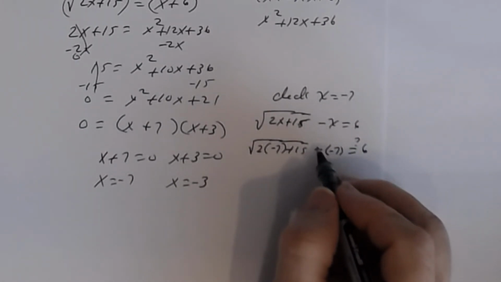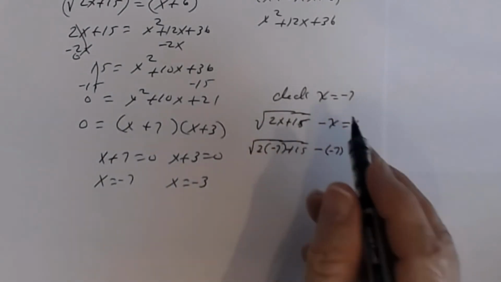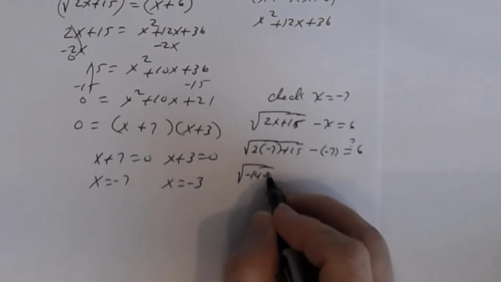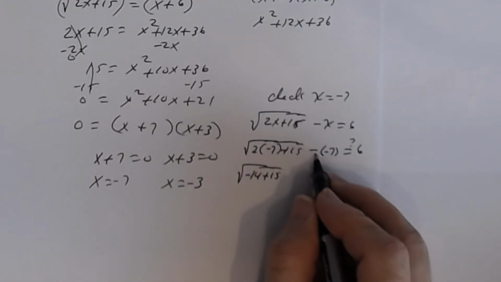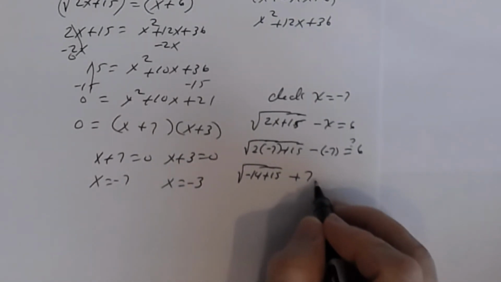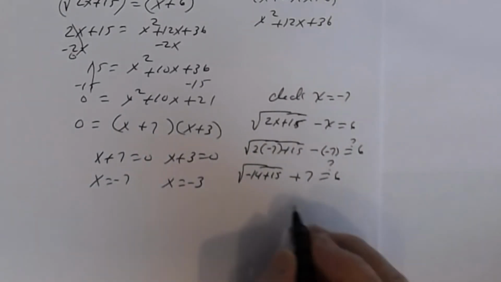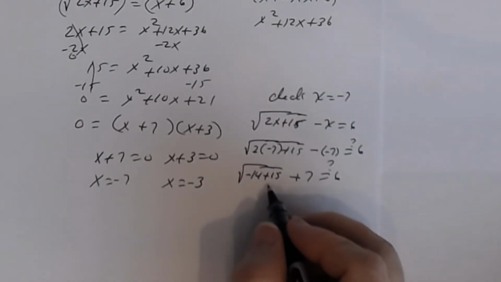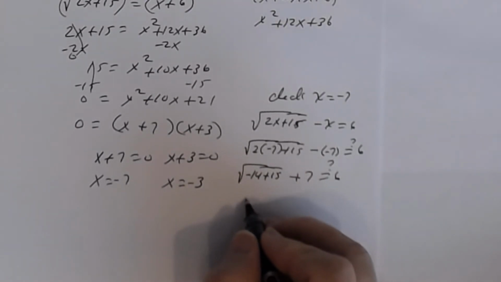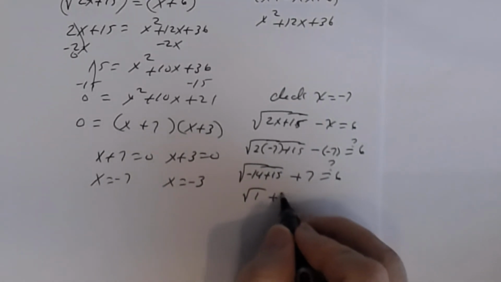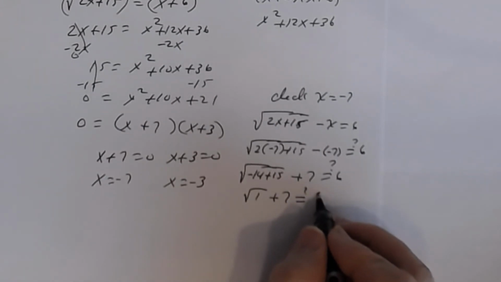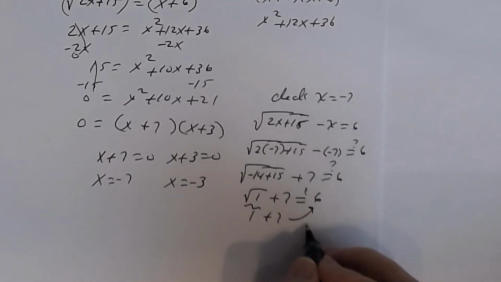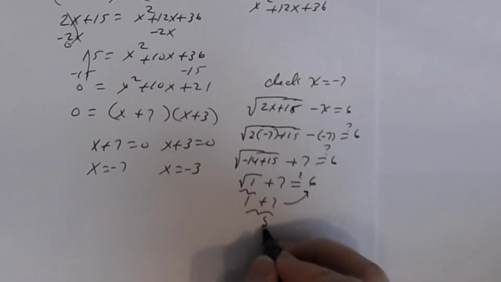Okay, so you're subtracting a negative 7. Well, 2 times a negative 7 is a negative 14, right? So I get negative 14 for plus 15. I'm subtracting a negative 7, which means adding a 7. Okay. Negative 14 plus 15 is 1, so this becomes the square root of 1 plus 7, and I want to see if that's going to equal 6. Well, square root of 1 is 1, so is 1 plus 7 equal to 6? The answer is no, because 1 plus 7 is 8, right?